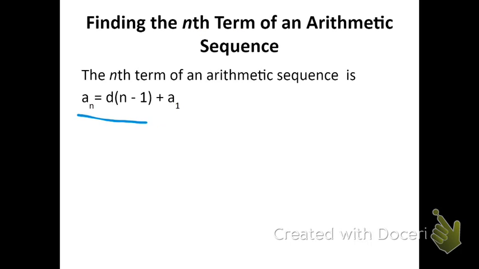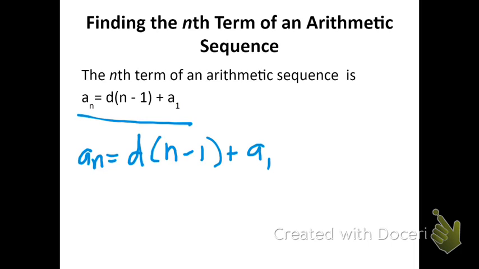This is what we're going to use right here. So this is the nth term equals the common difference times n minus 1 plus a sub 1. It makes sense if you think about it.